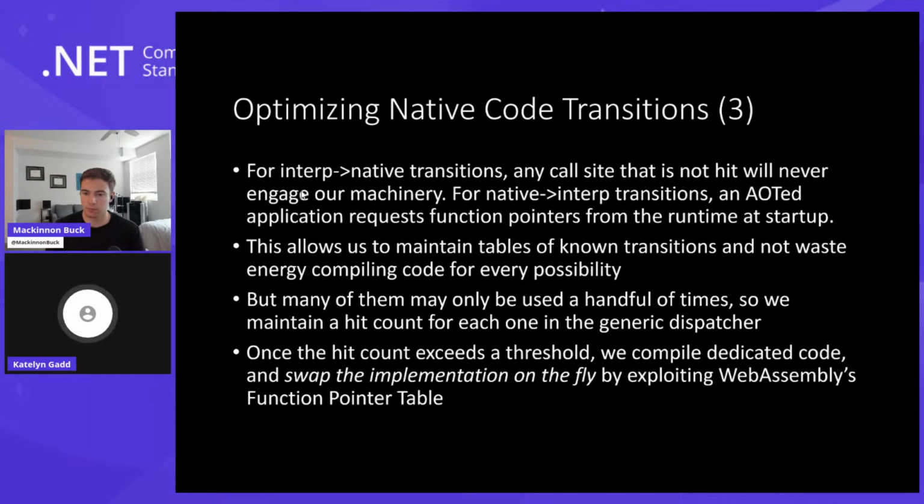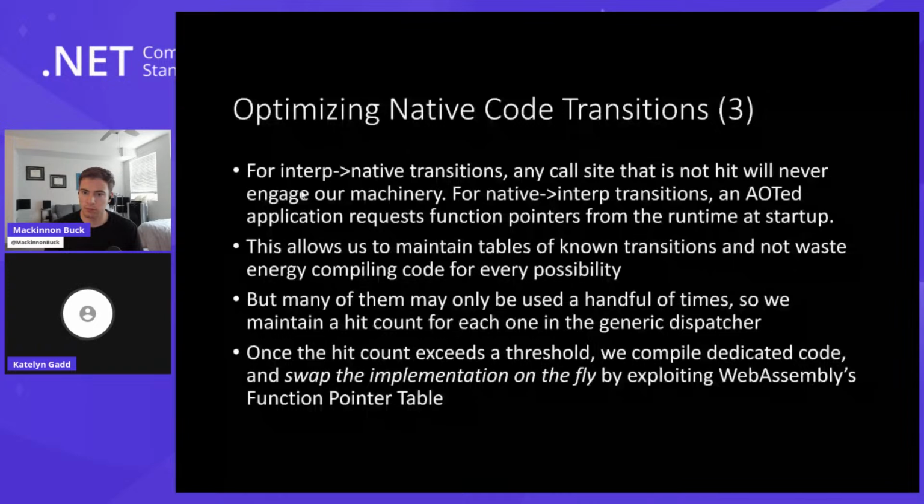And similarly, we can do some of the same tricks that we do with traces. For transitions from the interpreter to native code, any transition that doesn't actually happen will never be seen by the Jiterpreter, so we don't have to do any extra work for that. If you've got a bunch of native code calls that don't happen, like it's for an about window and the user never opens it, or it's for some special part of your application, we don't see it, so it doesn't cause any problems.